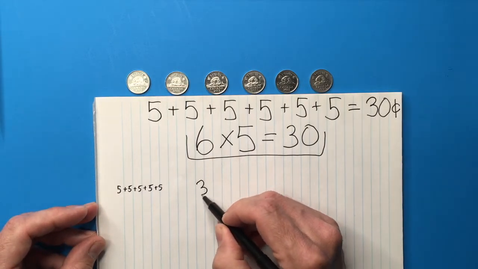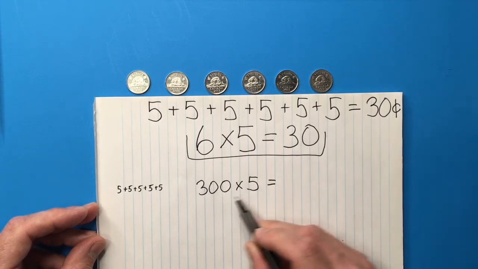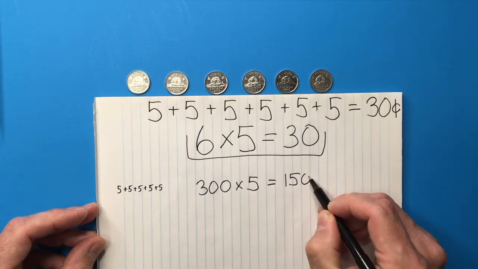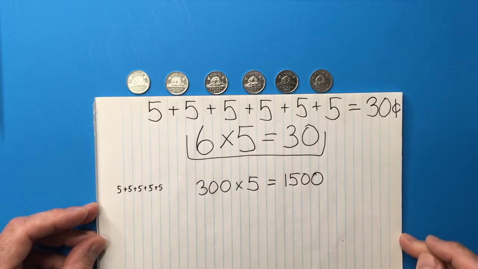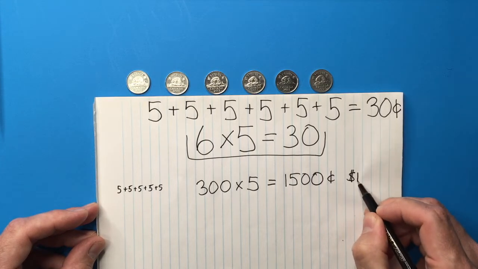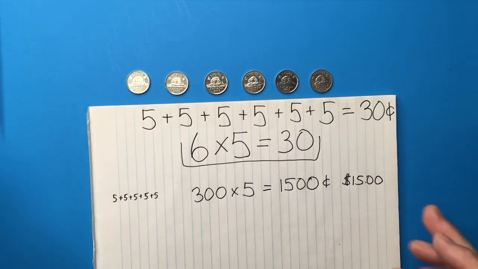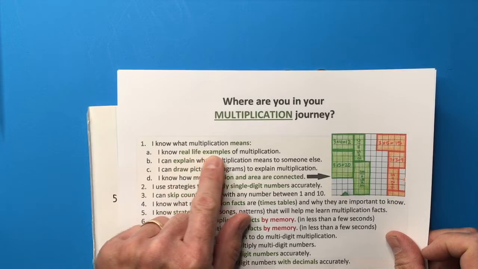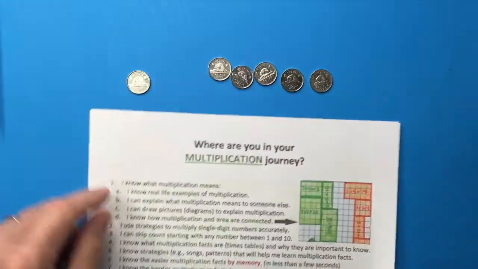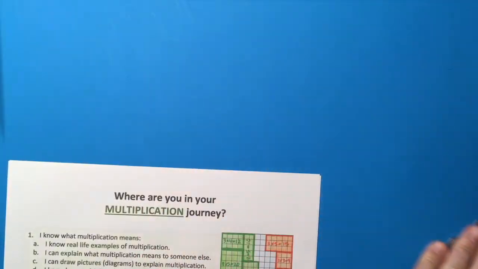So if you're using multiplication, it's a lot quicker. And you could say 300 times 5. So that's 1,500 cents, which, by the way, is $15. Okay, let's look at more here. So I know some real life examples of multiplication. So that was one. I pulled out some change. Let's do another one for A here. What's another real life example for multiplication?